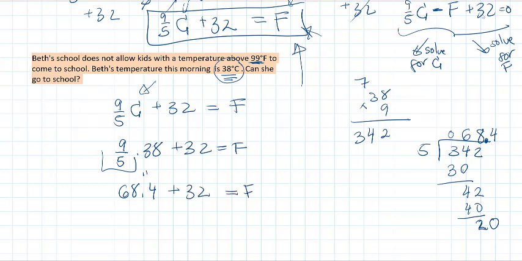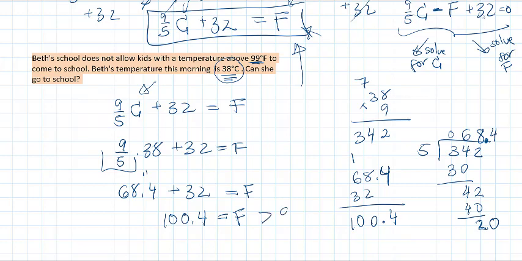Now let's add these two numbers together. 68.4 plus 32. 4. 8 plus 2 is 10. So we carry over the 1, and we have 100.4. So Beth's temperature is 100.4 degrees when measured in Fahrenheit, and that is more than 99 degrees. So Beth cannot go to school. The answer is nope. Beth cannot go to school.